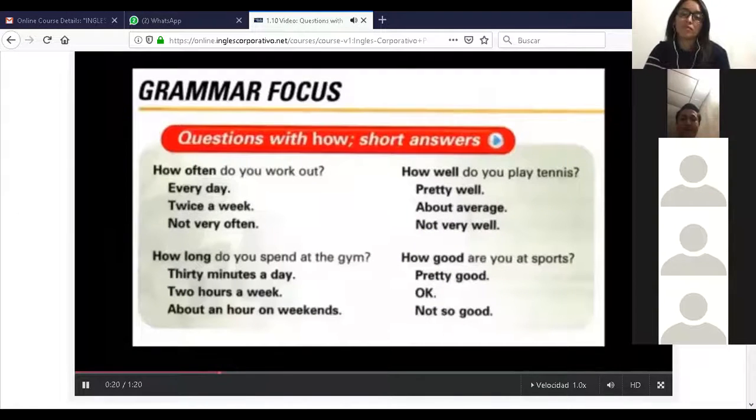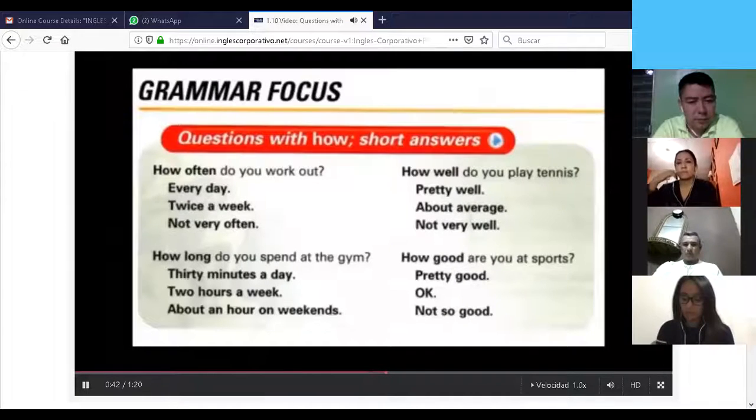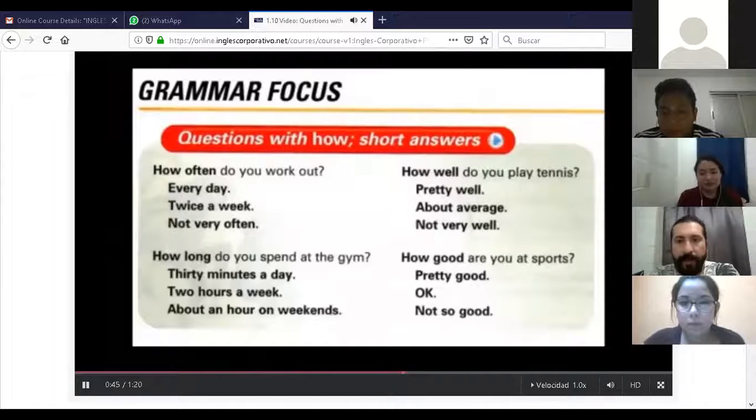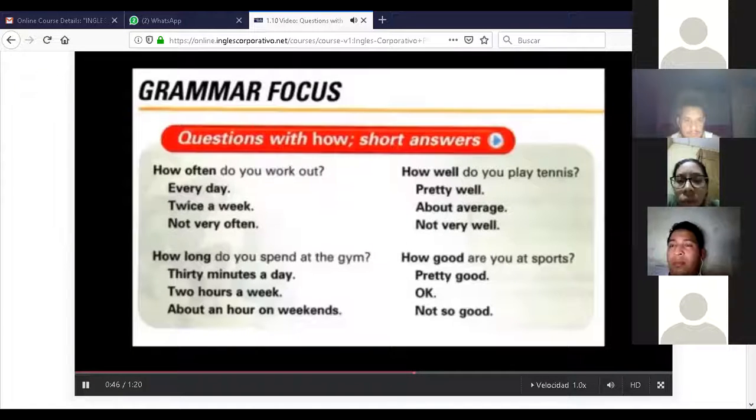Pay attention. Questions with how. Short answers. How often do you work out? Every day. Twice a week? Not very often. How long do you spend at the gym? 30 minutes a day. 2 hours a week? About an hour on weekends. How well do you play tennis? Pretty well. About average? Not very well. How good are you at sports? Pretty good. Okay. Not so good.